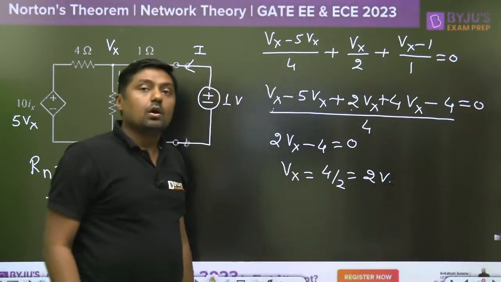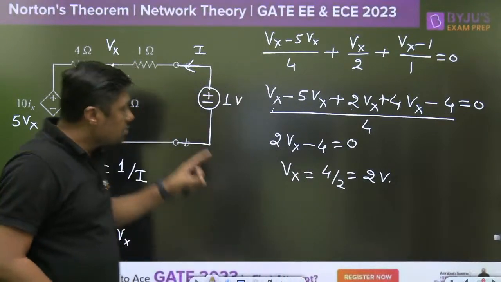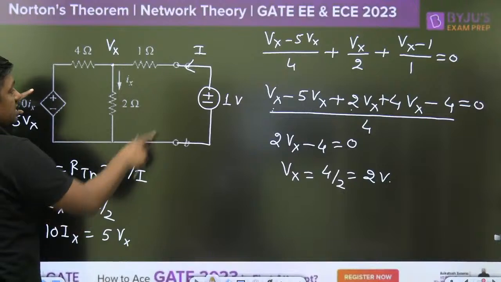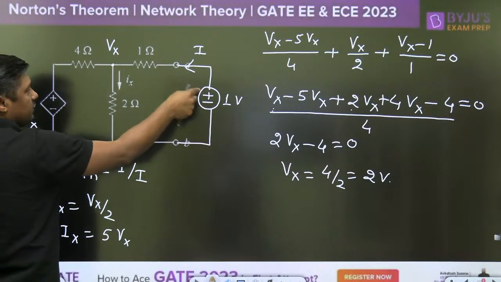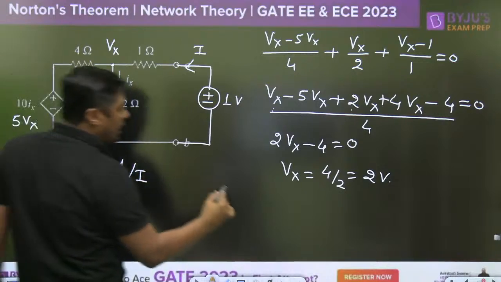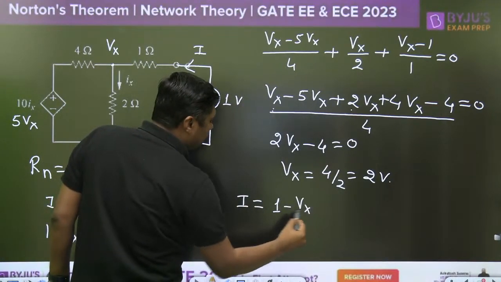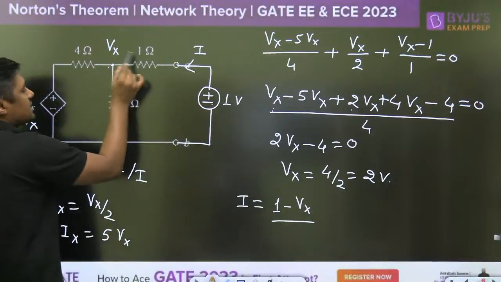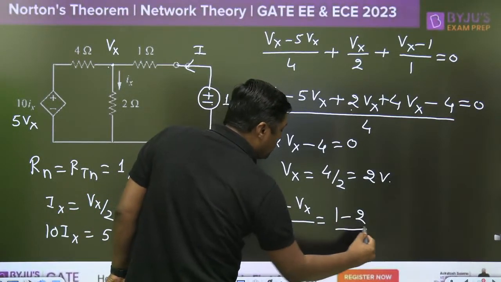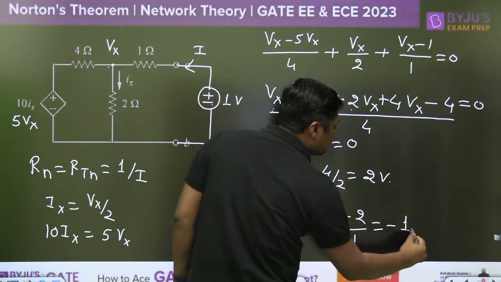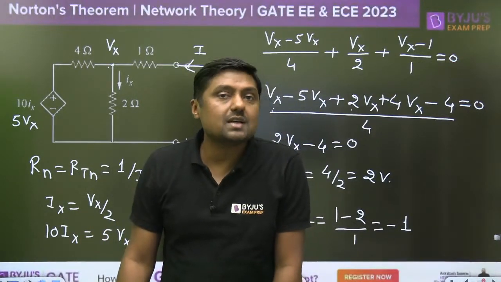Okay. Now, what is the RTH? 1 by I. How to find I? Always remember, current will flow from higher potential to lower. So what is the value of I? 1 minus Vx upon 1. That will be the formula. 1 minus 2 upon 1. That is minus 1. We are getting minus 1 ampere as the current.